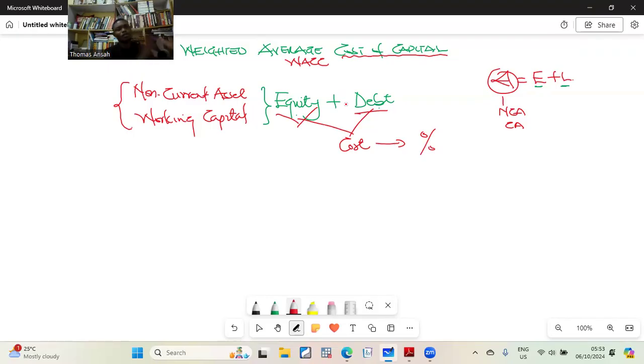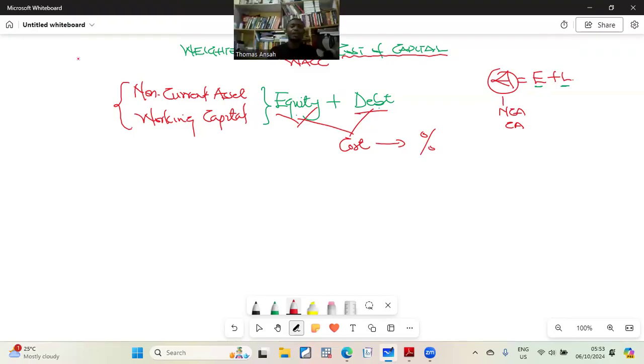If I source from the equity people and at the same time from the debt holders, then on average, how much is that going to cost me? And that is what we are trying to calculate when we are doing weighted average cost of capital, also called WACC.